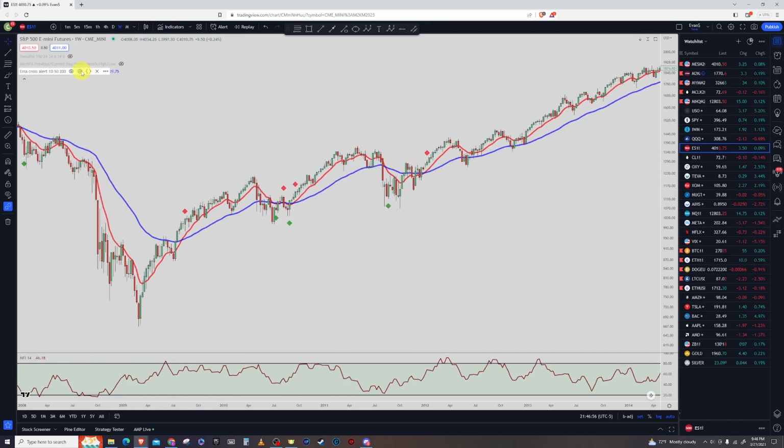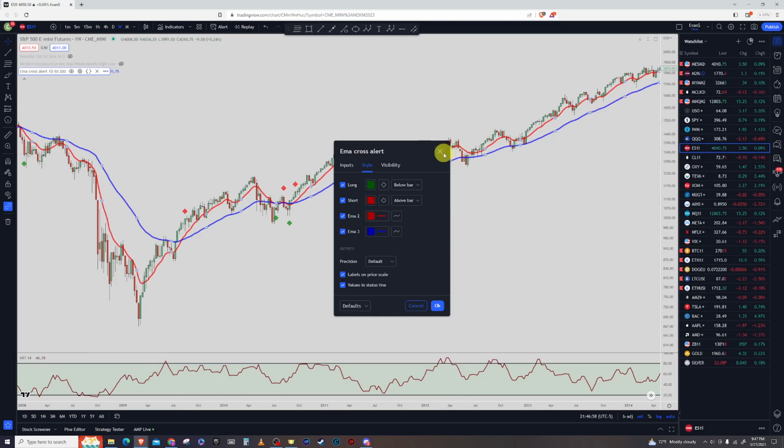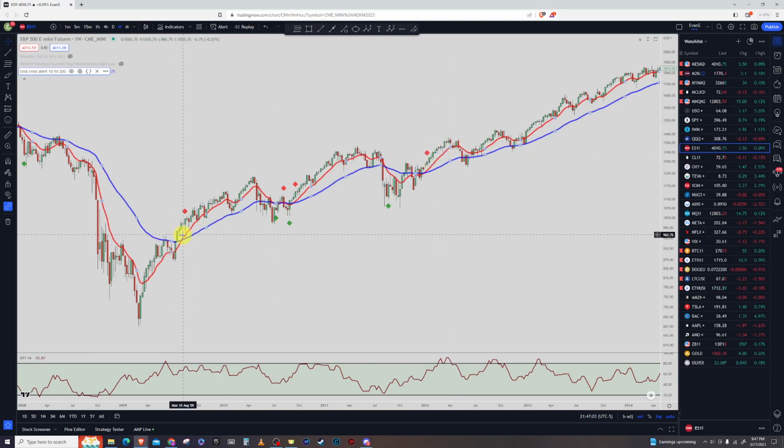On TradingView, this little indicator is called the EMA cross alert. Whoever programmed it makes it real easy, because basically anytime the red crosses over the blue, it puts a red diamond, and when the red goes below the blue, it puts a green diamond, just like down right there. So it makes it really easy to see exactly what bar we get the crossover on.